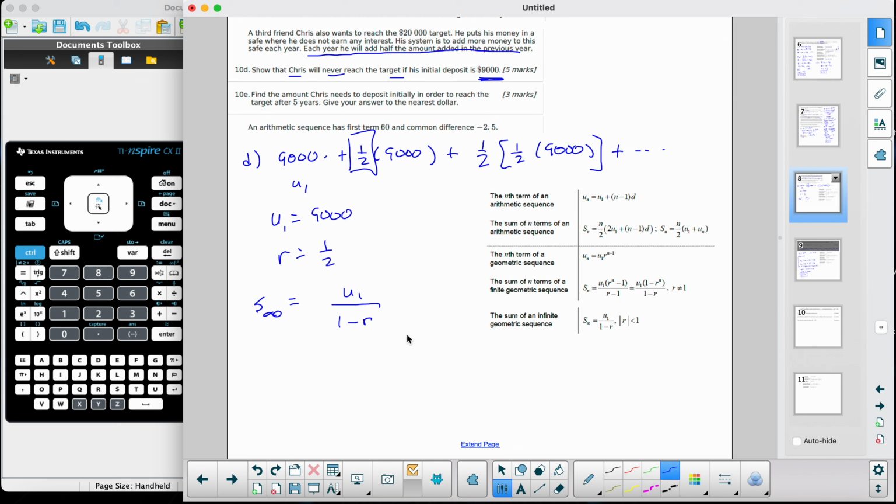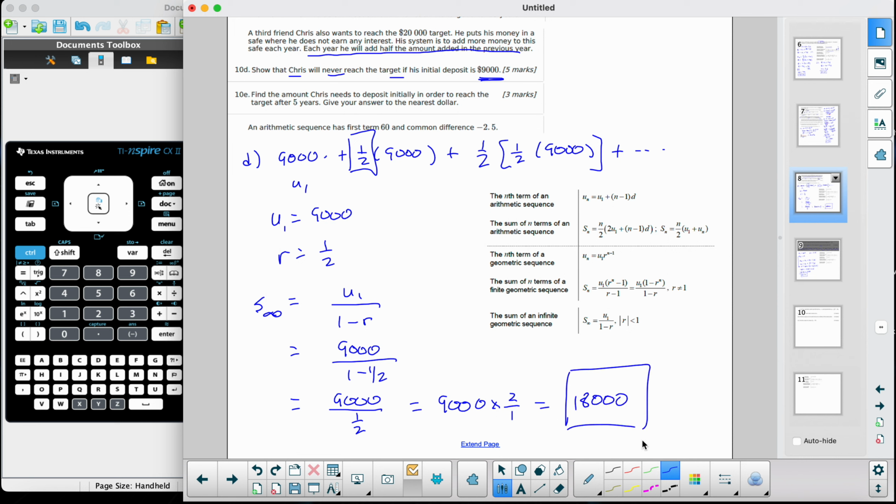Nice going, Dave. So same idea, 9,000 over 1 minus 1/2, which is equal to 9,000 divided by 1/2, which is 9,000 times the reciprocal of 1/2, which is 18,000. So he'll only get to $18,000 if he does it for the rest of his life. And then he has to live forever. So no good there. One more.